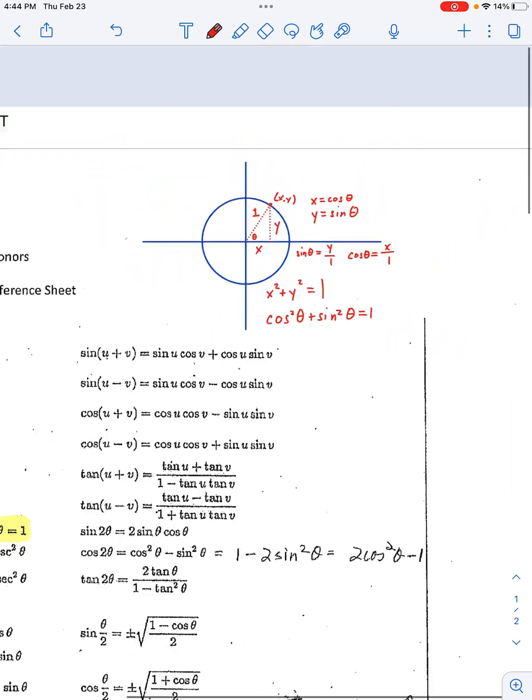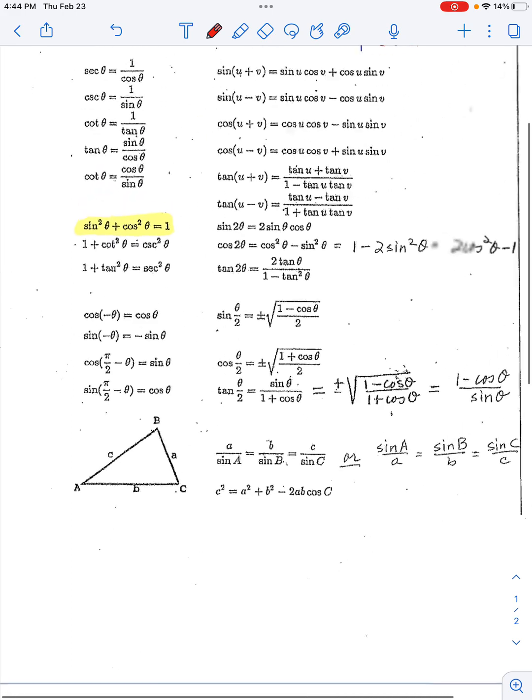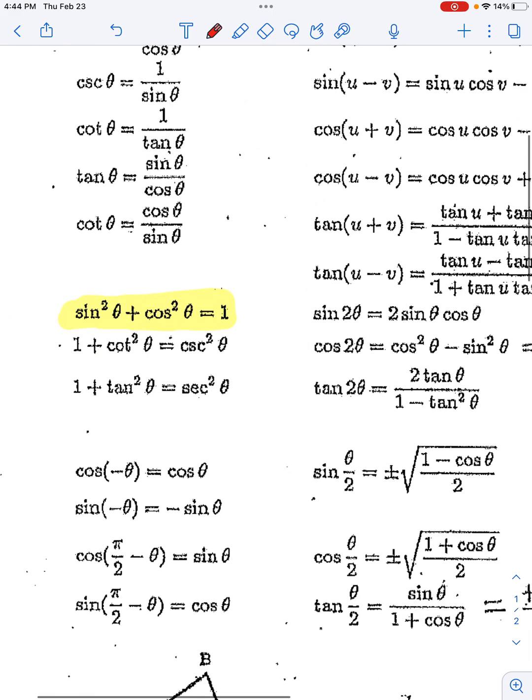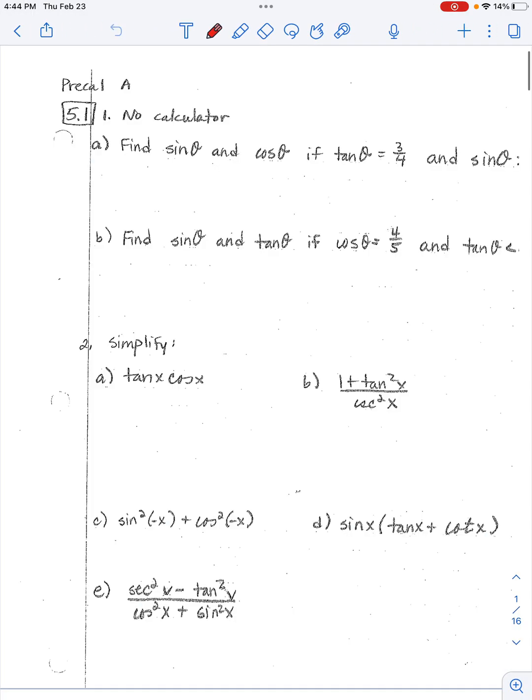So that's how I show you in the picture. I just had to show you that. Don't worry about it on the test, just enjoy it for your own pleasure. And then all these other guys follow from this guy right here. So let's go back to the notes and get started.